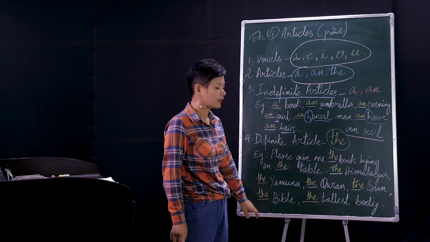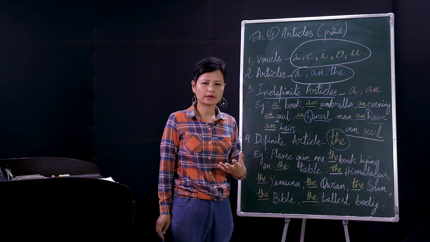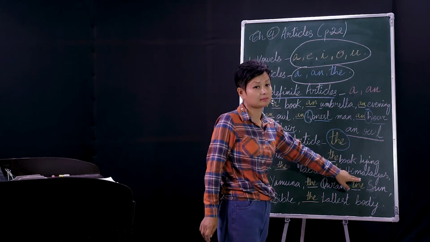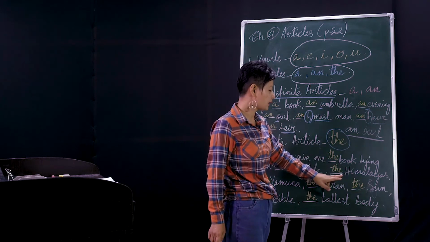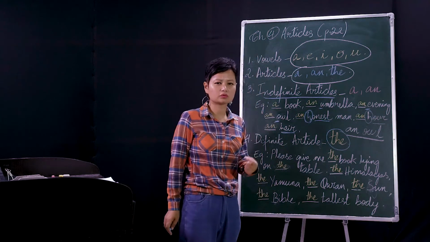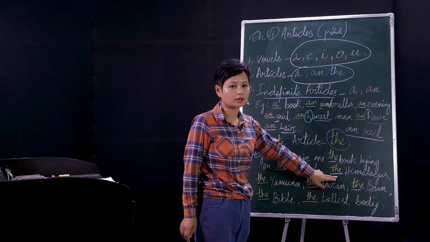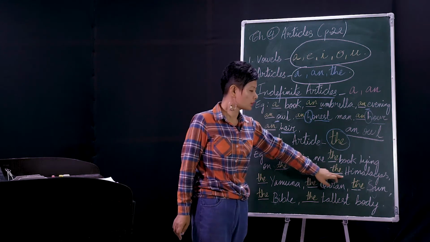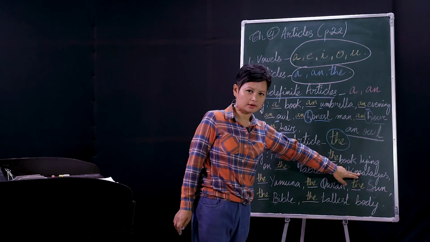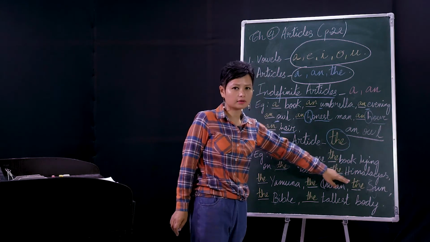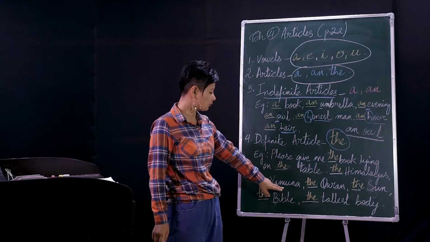So see, we understand that in this whole wide world, there is only one Himalayas, right? So since it is special, unique, just one in this world, that is why we put the article the for a geographical term, right? For the name of a mountain. And then the Yamuna.